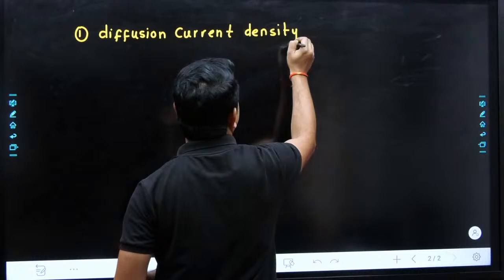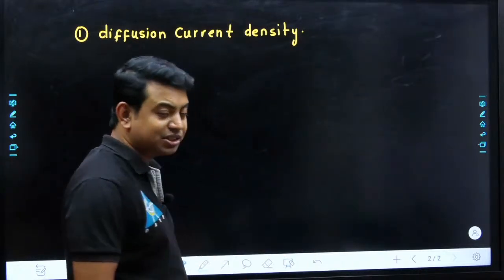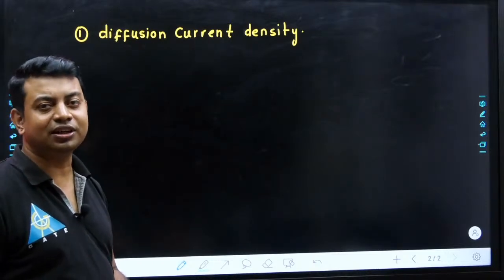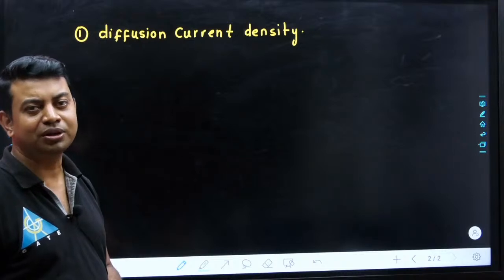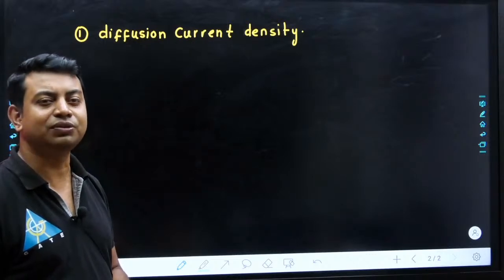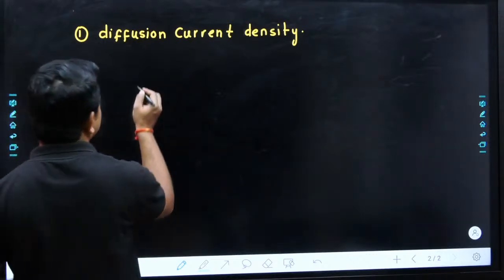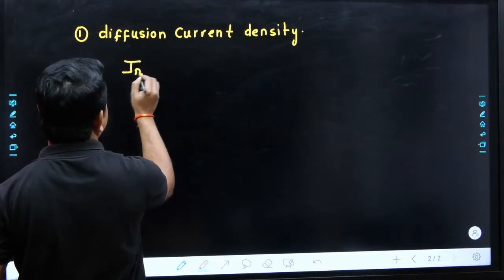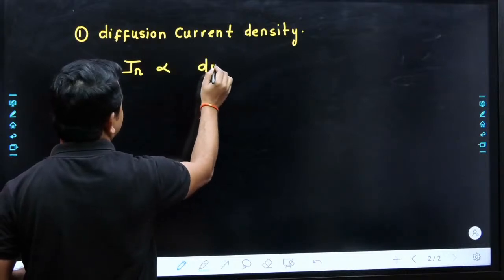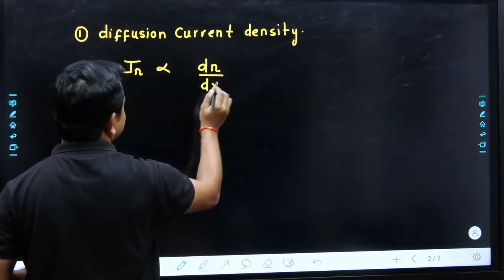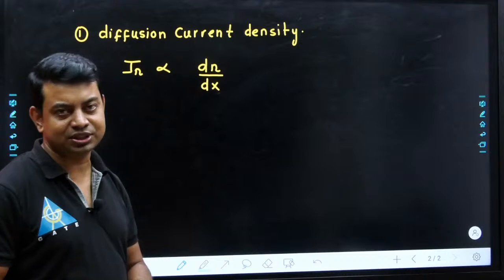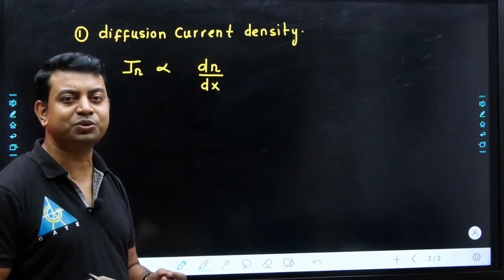So, what is diffusion current density? If the charge carriers are moving because of concentration difference within the semiconductor itself, then the current generated due to the movement of charge carriers, because of the concentration gradient, is known as diffusion current density. Diffusion current density due to electrons is represented by Jn, J with subscript n, and this is directly proportional to the concentration gradient. Gradient always resembles the change with respect to distance.